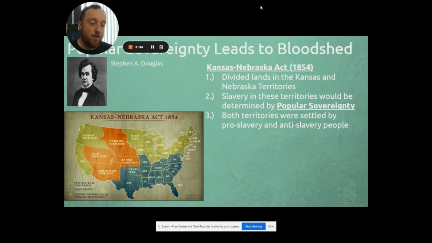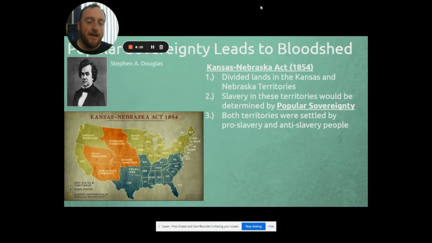The main person that pushes this popular sovereignty debate is the guy that you see on the screen. His name is Stephen A. Douglas. We're going to talk about him again because he's pretty important when he has a debate with Abraham Lincoln. We'll talk about what happens there.